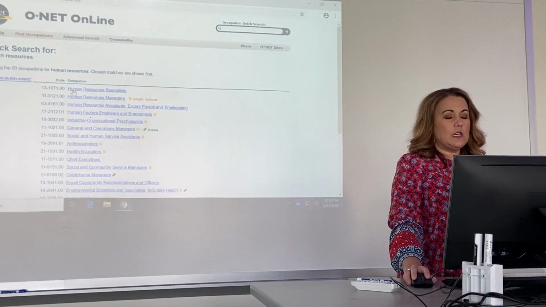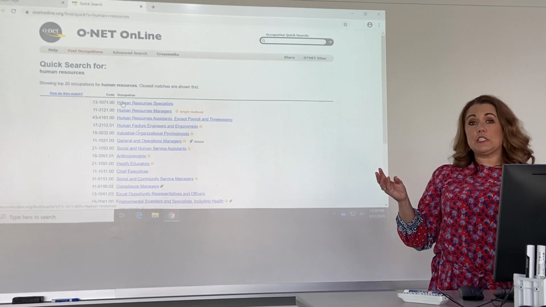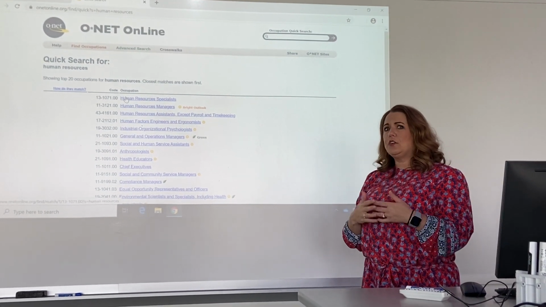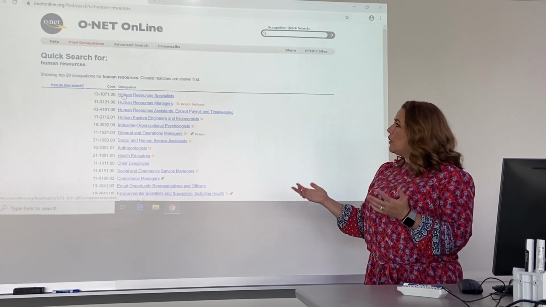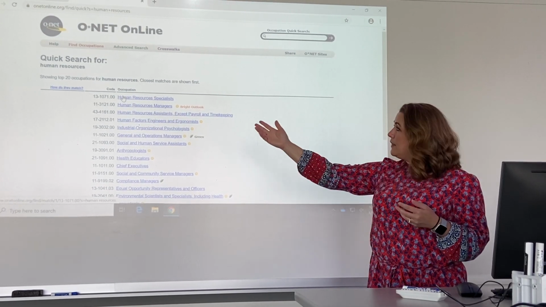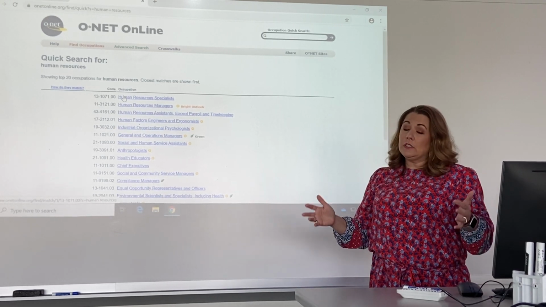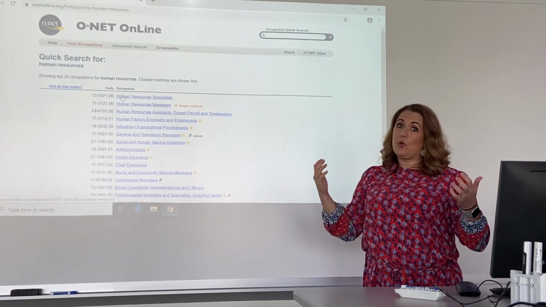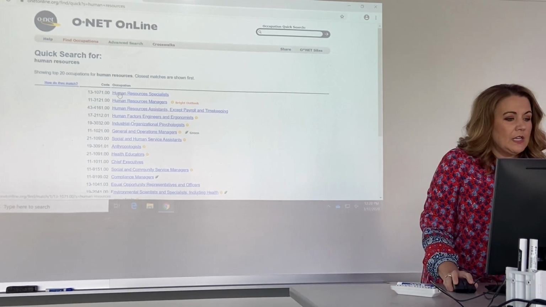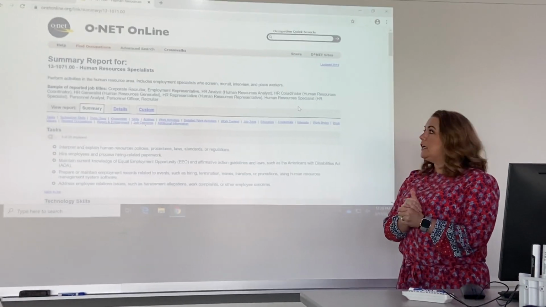So here's the SOC code. Again, not that it matters, but just in case a recruiter says to you, where'd you get that data? You can go back and say, well, I got it from O*NET, and this is the SOC code. And the recruiter should know what that means. If they don't, then that's a data point about the quality of the recruiter. So let's take a look here.